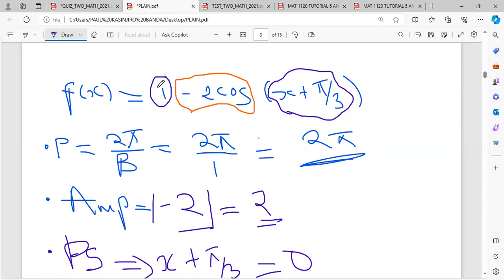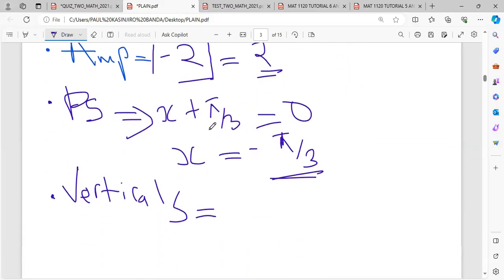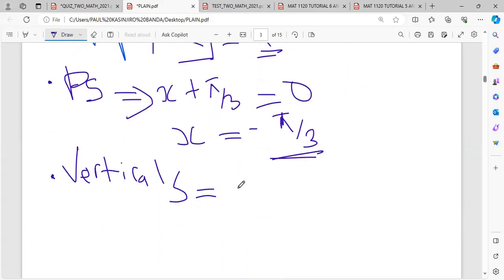Okay, so this is the vertical shift. So the vertical shift we put here is 1. And since it's positive, it means the graph is shifting up because the vertical shift is positive. If we had a negative vertical shift, it means the shift would have gone down. But here it's positive, so the shift will go up.